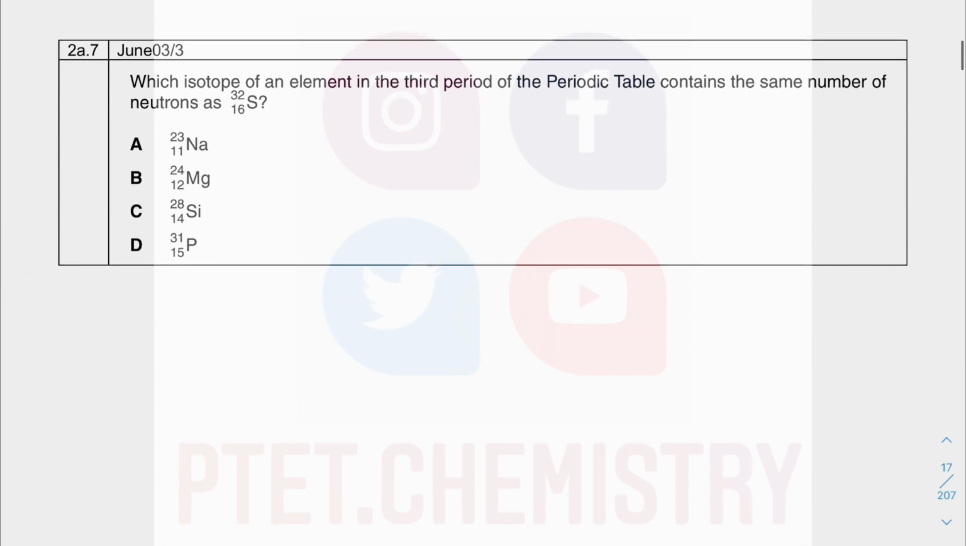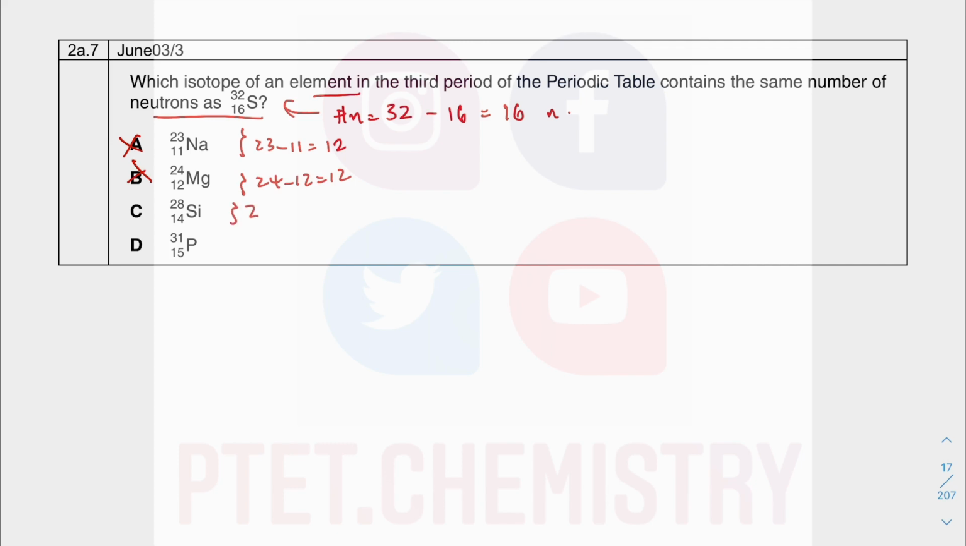So 2a part 7 is asking for which isotope of an element in the third period has the same number of neutrons as that. Okay, so the number of neutrons there is the number of nucleons, which is 32, minus 16, which is the proton number, giving you 16 neutrons. So all we're doing is 23 nucleons minus the protons, that gives us 12. So A is not the correct answer. 24 minus 12 is 12. Again, that is not correct.